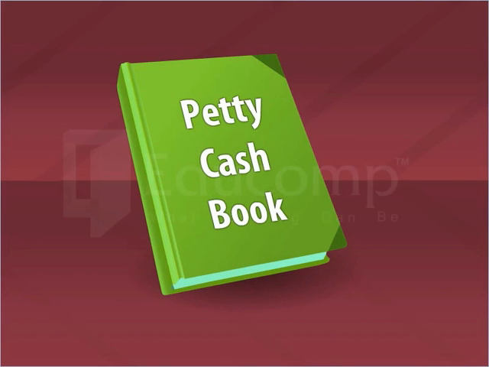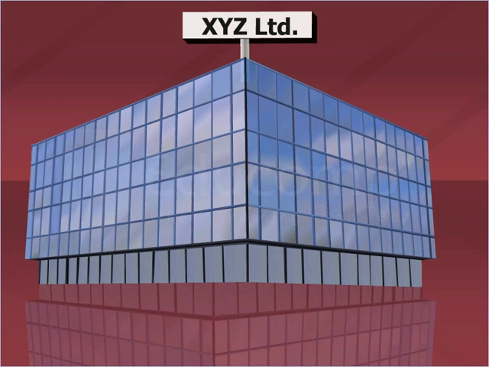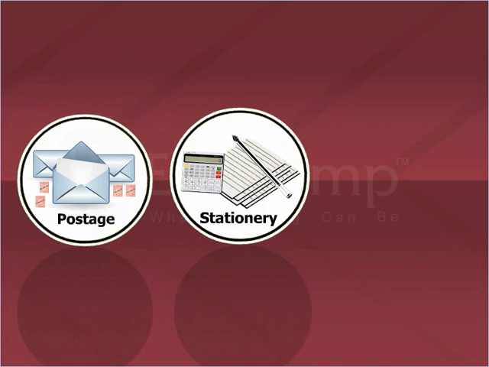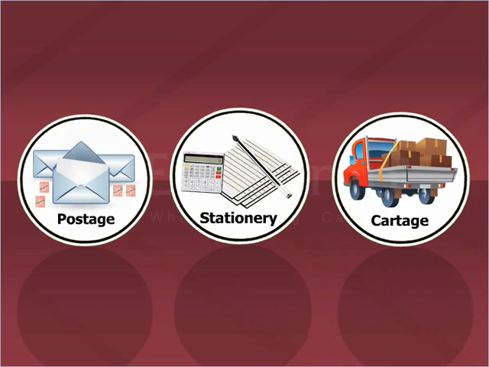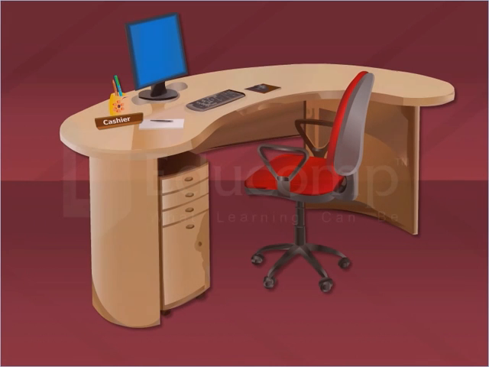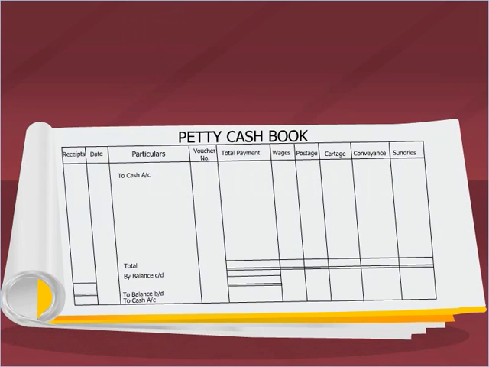Petty cash book. At times, it becomes difficult for an organization to maintain records for a large number of repetitive small payments such as postage, stationery, cartage, and other expenses in the cash book. To facilitate easy maintenance of such records, an organization appoints a petty cashier. The cashier maintains a separate cash book called a petty cash book to record all such transactions.